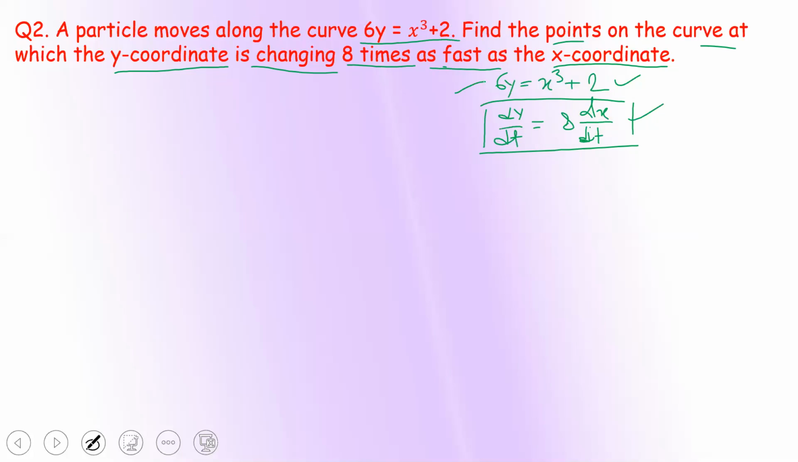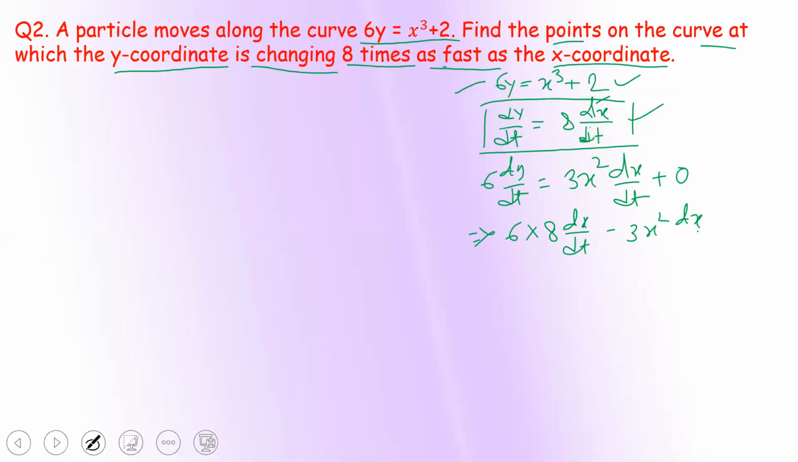So here is the curve. Differentiate this both sides with respect to t. That is 6 dy/dt is equal to 3x square dx/dt plus 0, since differentiation of a constant is 0. Now you have the relation of dy/dt and dx/dt. So put the relation. That means 6 into 8 dx/dt minus 3x square dx/dt is equal to 0.